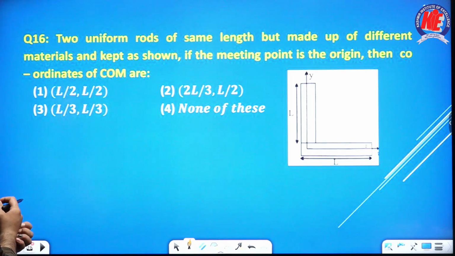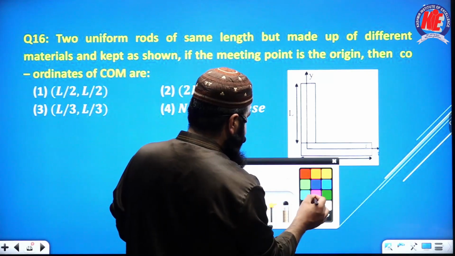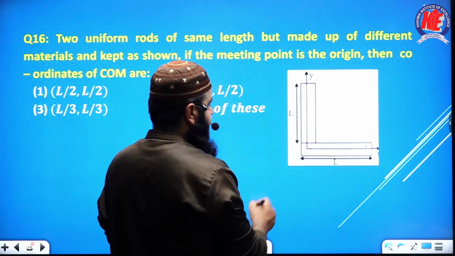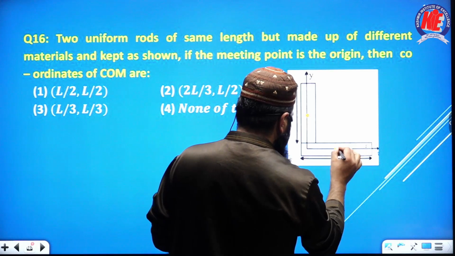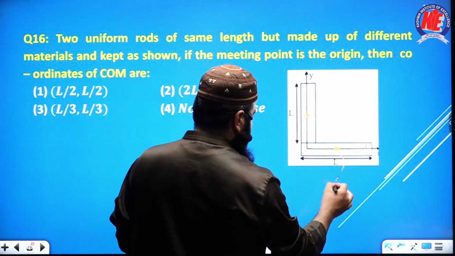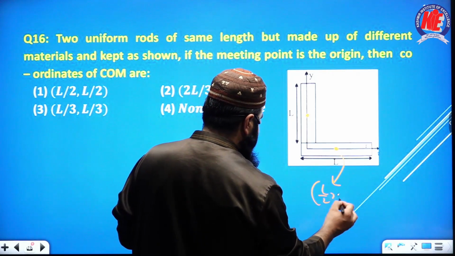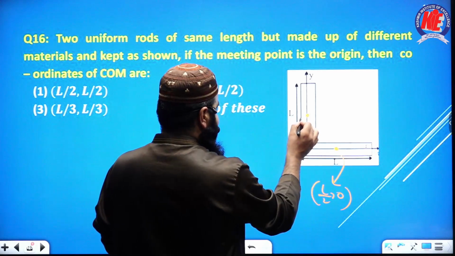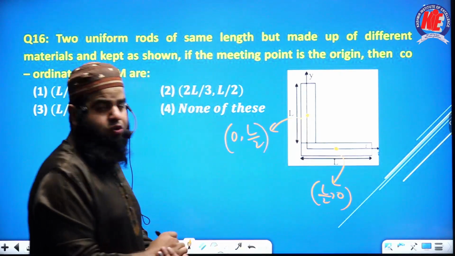If the meeting point is the origin, then the coordinates of the center of mass are... The two rods, even if they are of different materials, can be replaced by point masses. Their center of mass will still be at their geometric center. Now for this point, which lies on the x-axis, the coordinates will be l by 2, 0. And for this one, the coordinates will be 0, l by 2. So these will be the coordinates, my dear.